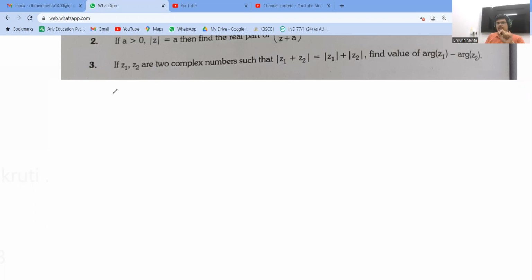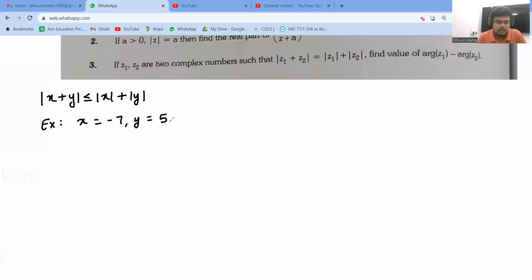So first we discuss this. Let us see if you already know this property of modulus. If we have mod of x plus y, do you know that mod of x plus y is always less than or equal to mod x plus mod y? Let's take some examples to understand this. Let's take x equal to -7, any random number, and y equal to 5.